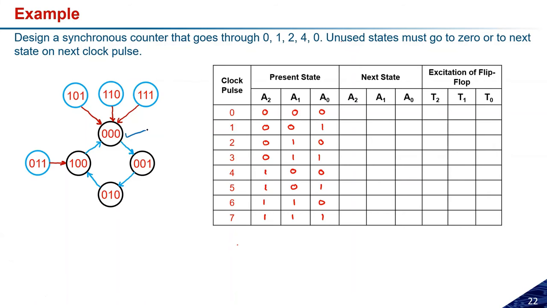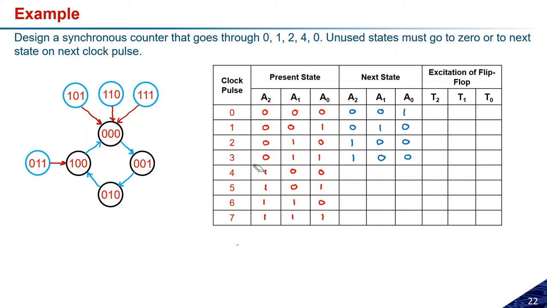The present state is 000 and the next state is 001. If the present state is 001, the next state is 010. If the present state is 010, the next state should be 100. This is the important thing. One more thing to consider: if the present state is 011, the next state will be 100 again.